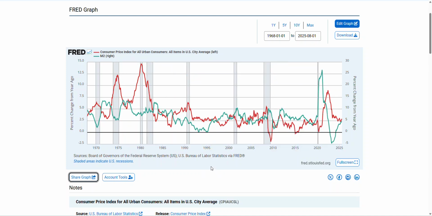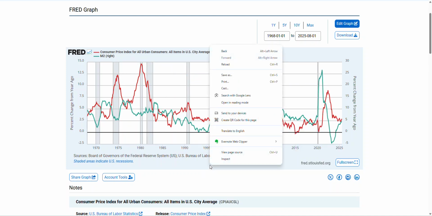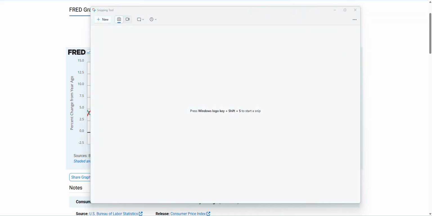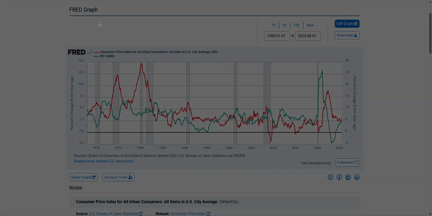Now, how do I get this picture in? Well, that's a question, isn't it? So I'll tell you what I do, because it's very convenient. I brought up the Windows snipping tool, and you can see here it says press Windows logo key plus Shift plus S to start a snip. Well, I didn't do it that way because I hit an icon on the control bar, but somewhere in your computer there's the ability to do a screenshot. And in this case, the snipping tool, notice the screen went dark.